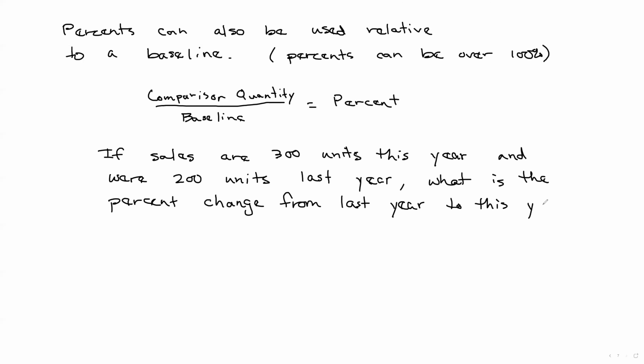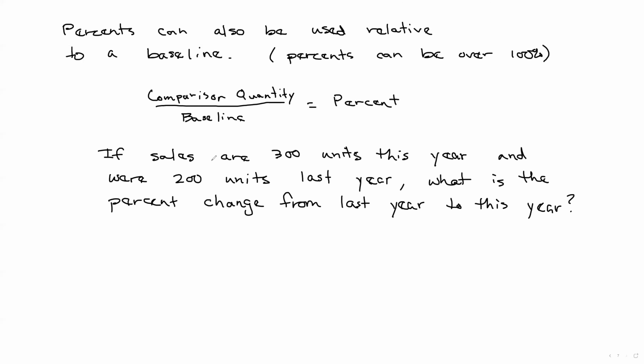Okay, so in this case, we're not looking at part over whole. It's not that 300 is some part of 200. The two quantities are not related in that way. So this is just a different application for percents than the part over whole application. Instead, this is a comparison with a baseline application for percents. What you want to do is figure out what's the comparison quantity to put in the numerator, and then what's the baseline to put in the denominator.